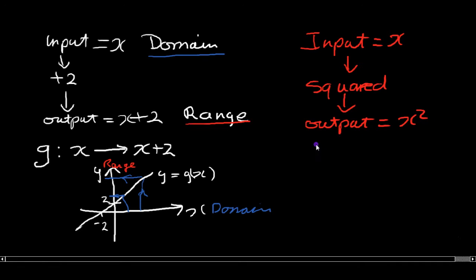Now I'm going to give it a different name. I'm going to call it f. You could call it Fred, call it Charlie, whatever you like. It would be a bit long-winded, but we'll stick with the letter f. So f is such that x goes to x squared.